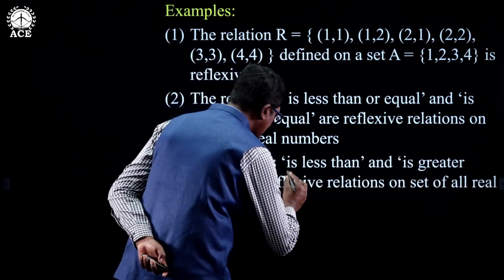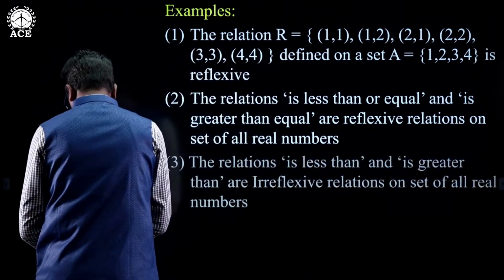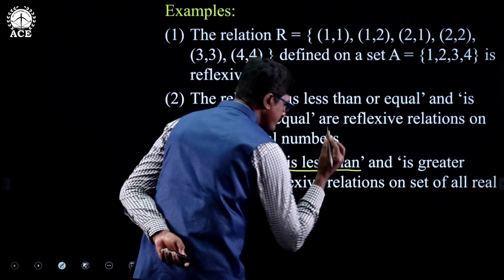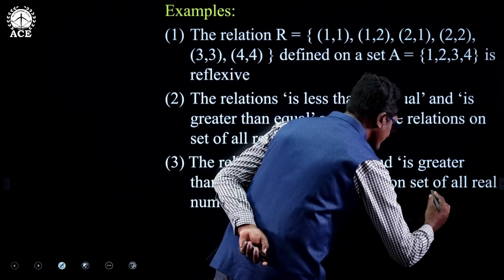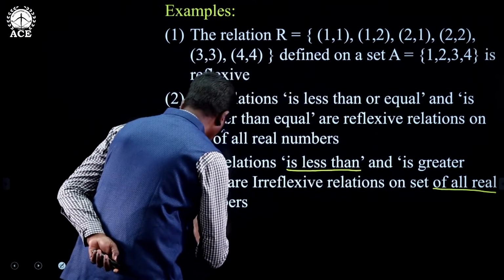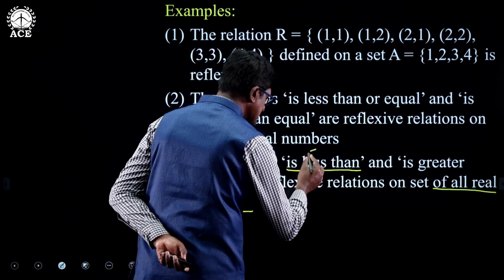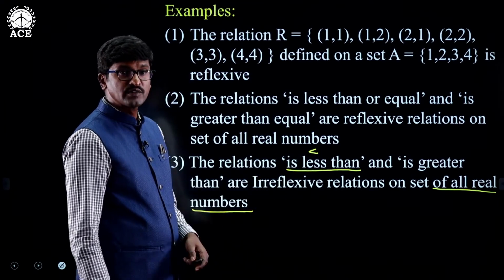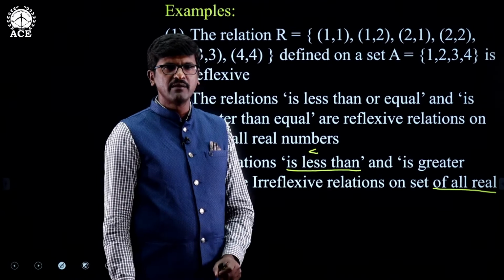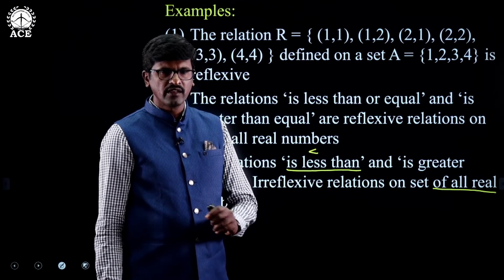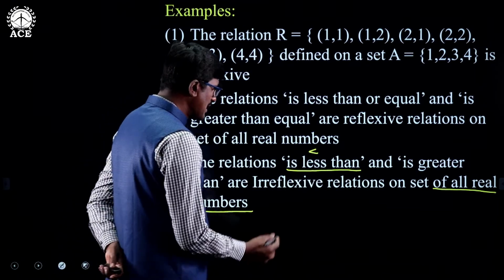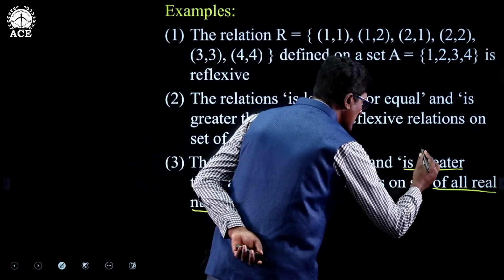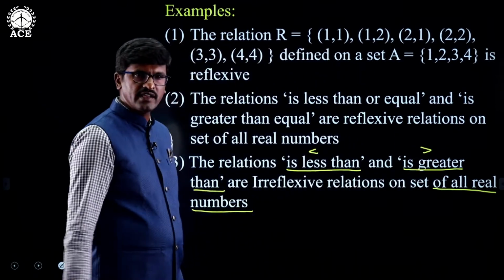The relation is less than. If we take the relation less than on the set of all real numbers, only less than, there is no equal. So if you take less than, then this is not a reflexive relation, because if you take any real number, it will be equal to itself, but it will not be less than itself. Similarly, the relation greater than is also not a reflexive relation.